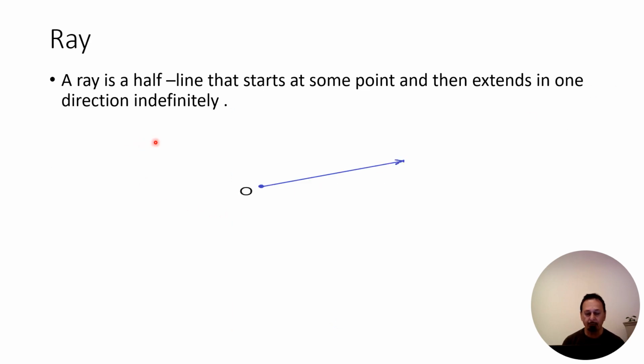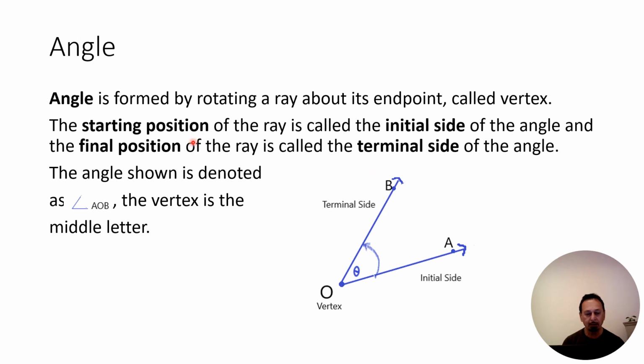Ray. A ray is a half line that starts at some point and extends in one direction indefinitely. So that's a ray. An angle is formed by rotating a ray at its endpoint. This is the endpoint, we call it the vertex. It's rotating counterclockwise. That's the initial side, and after rotation, that's called the terminal side. So the angle is formed.